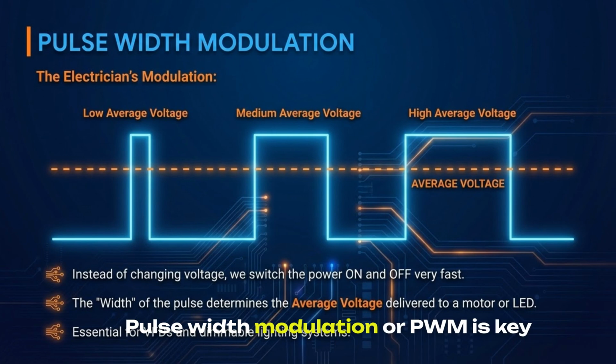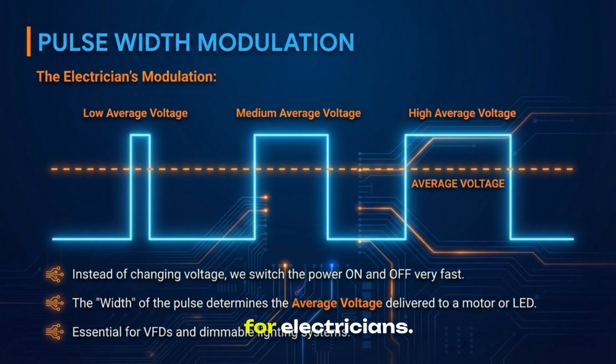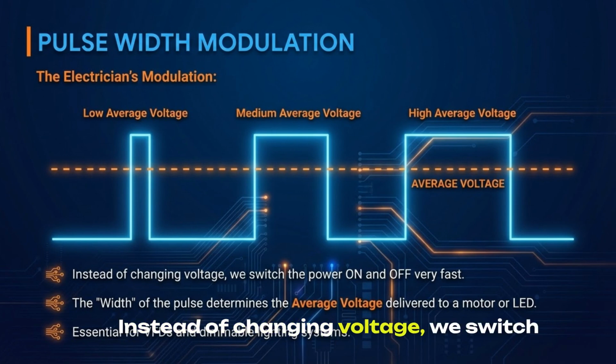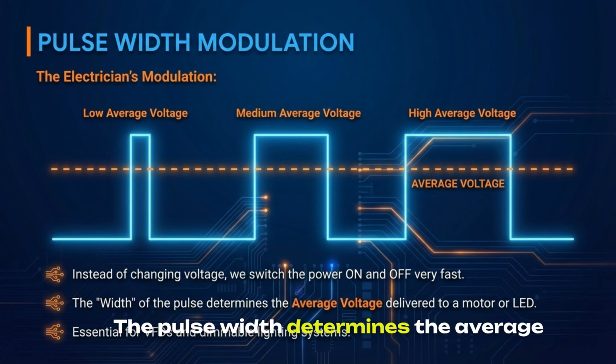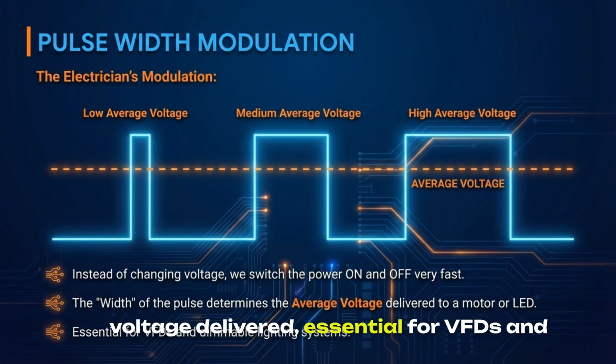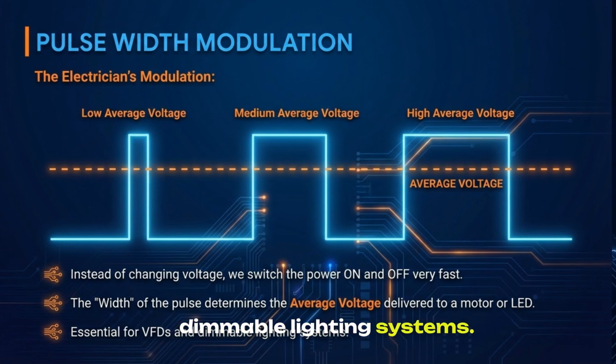Pulse width modulation, or PWM, is key for electricians. Instead of changing voltage, we switch power on and off very fast. The pulse width determines the average voltage delivered, essential for VFDs and dimmable lighting systems.